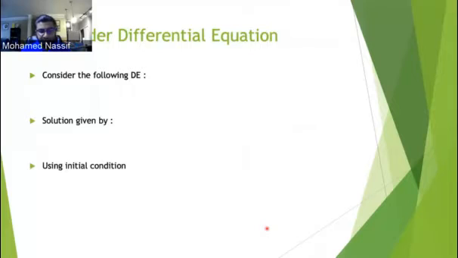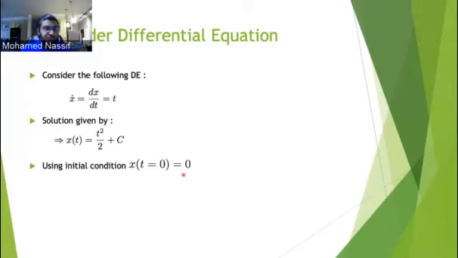So let's look at a first order differential equation. You have x dot equals dx/dt equals t. Pretty simple, can be solved analytically, and it's given by the solution x of t is t squared over 2 plus c. Now, we apply initial conditions, x at time 0 is equal to 0.